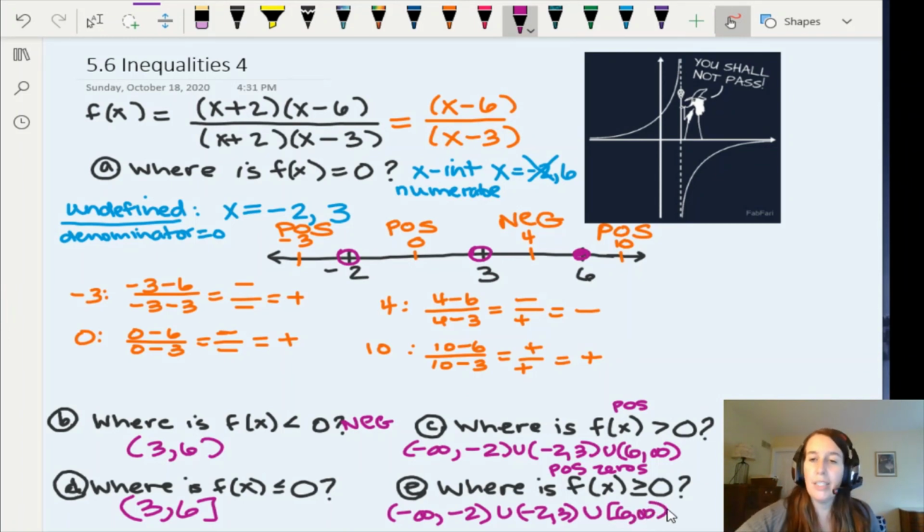I hope that makes sense to you, and I hope the method helps you to get these right and to be accurate. I think my favorite part is how the sign chart translates directly to the interval notation for the answers. I think it's helpful.